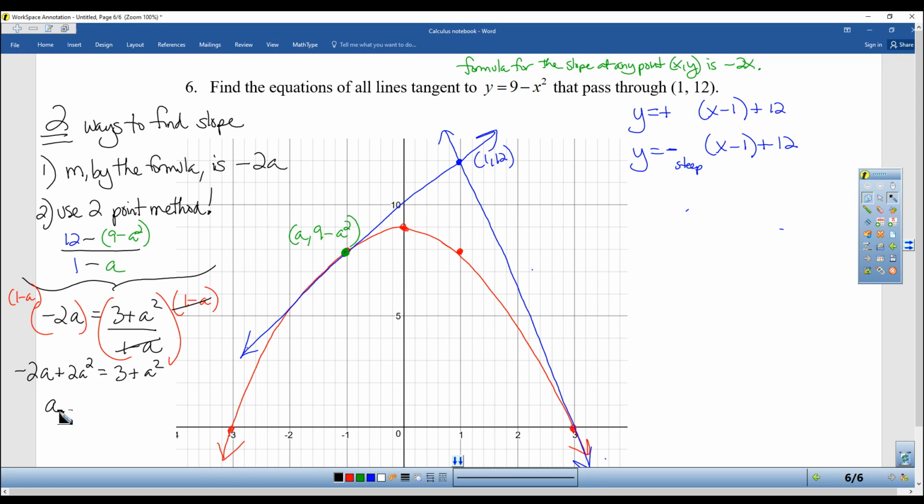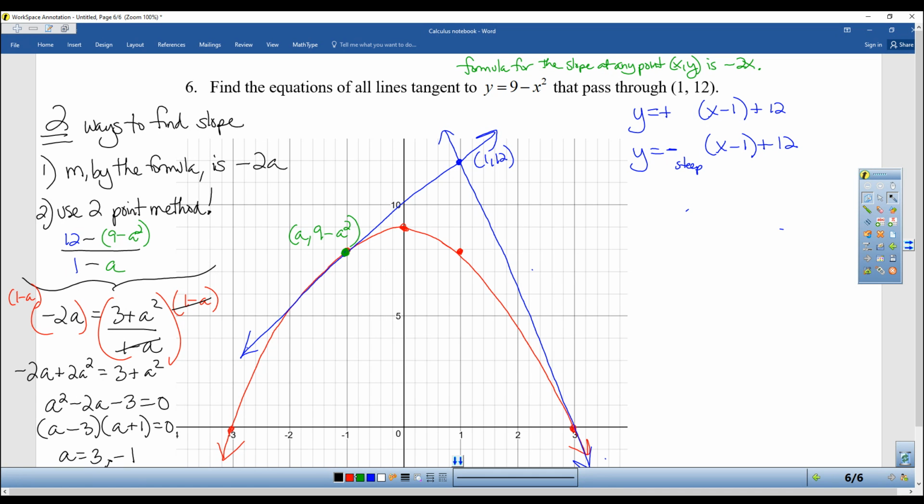So I'm going to subtract a squared. I get a squared minus 2a minus 3 is equal to 0. Set it equal to 0 and factor. A minus 3 times a plus 1 is equal to 0. So a is either equal to 3 or negative 1. They're telling you the 2 times when the 2-point method produces the same answer as the formula method that we learned. So a could be 3 or negative 1.